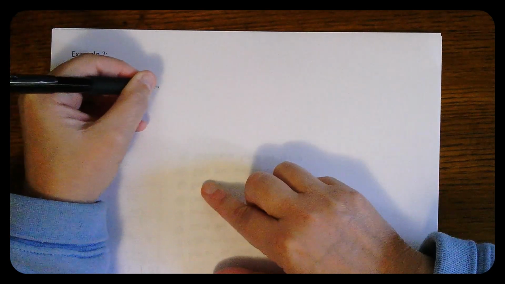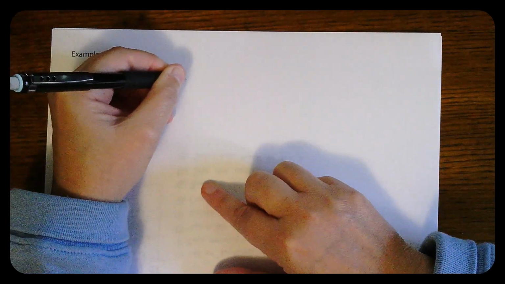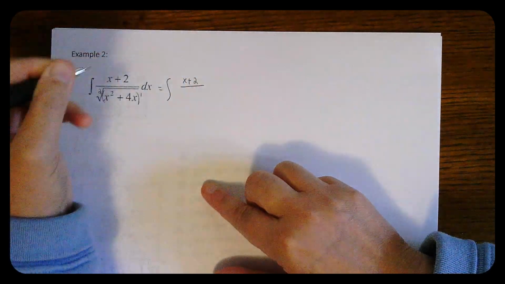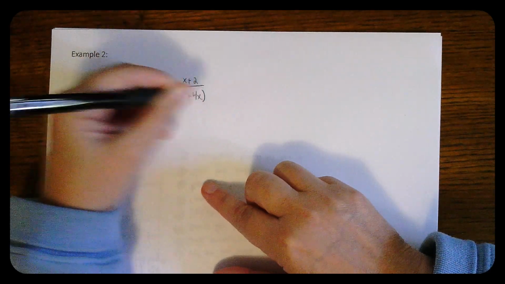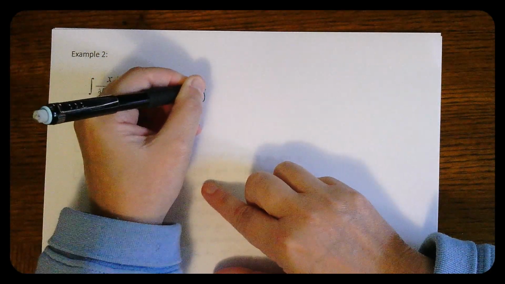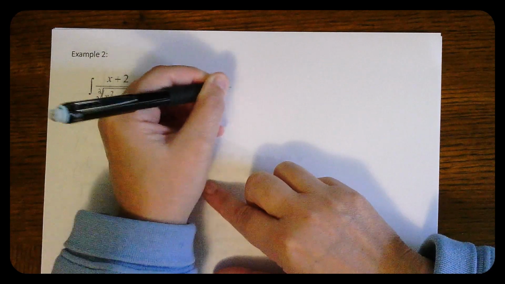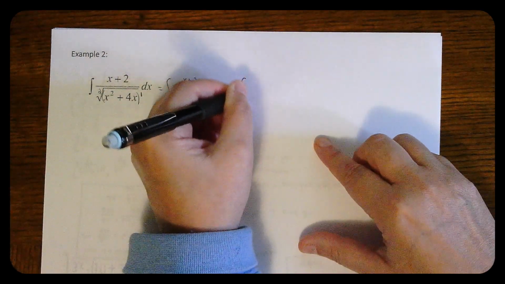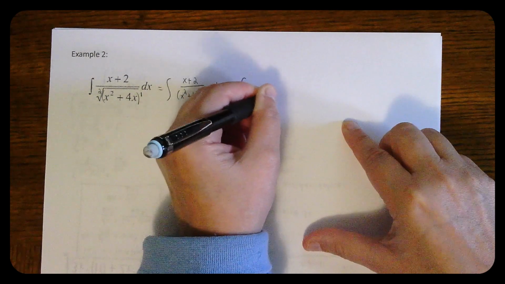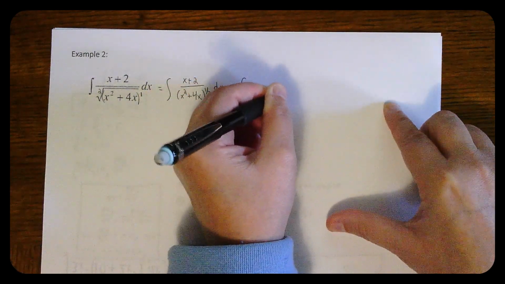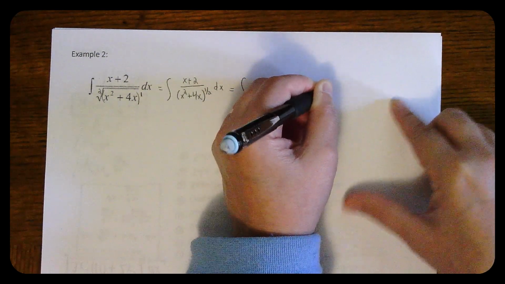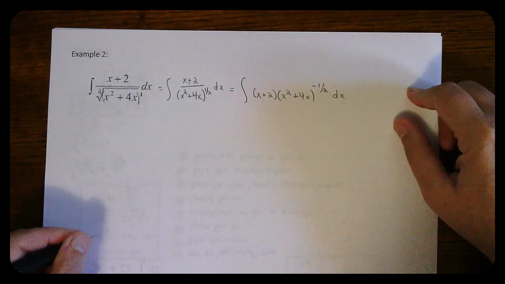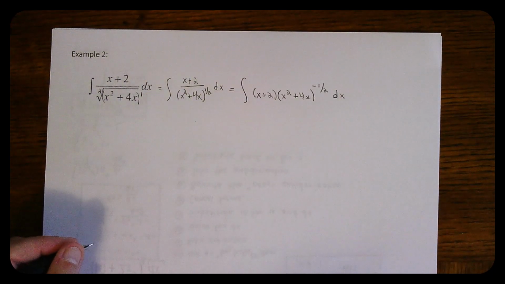So this is (x plus 2) over (x squared plus 4x) raised to the 1/2 power, which would then be (x plus 2) times (x squared plus 4x) to the negative 1/2 power. All right, now we're ready.